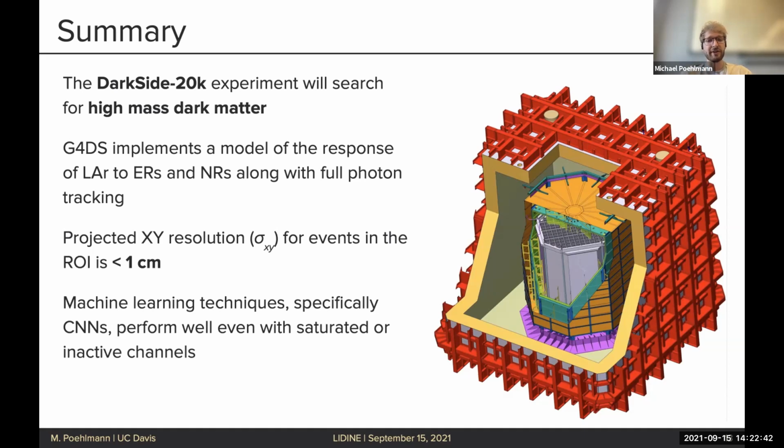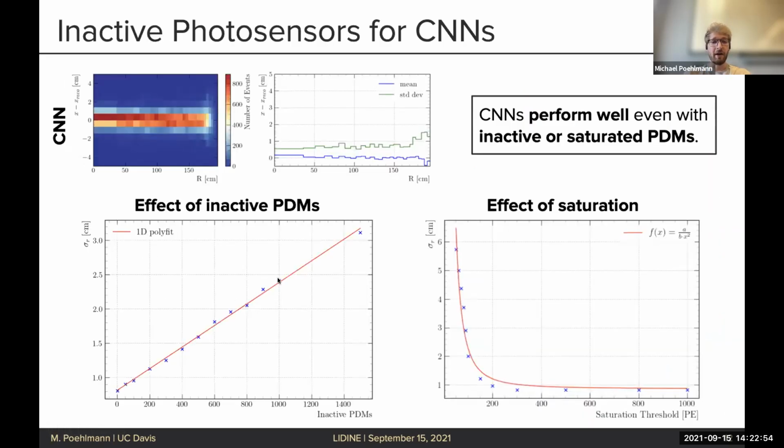However, for very large events, we can run into the issue of saturation. So where our photodetectors hit a flat level where we can no longer get a proportional level to how many photons are detected. But then the CNNs have been shown to help compensate for this.